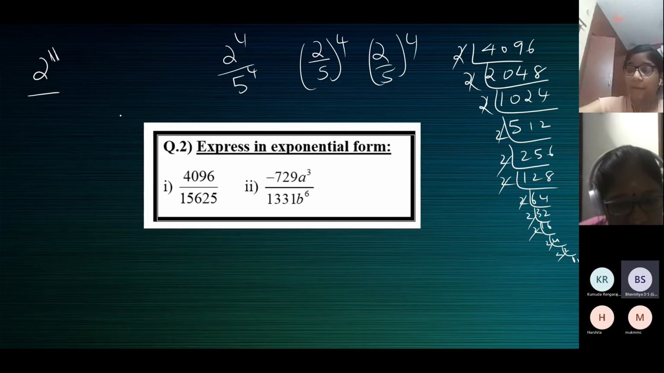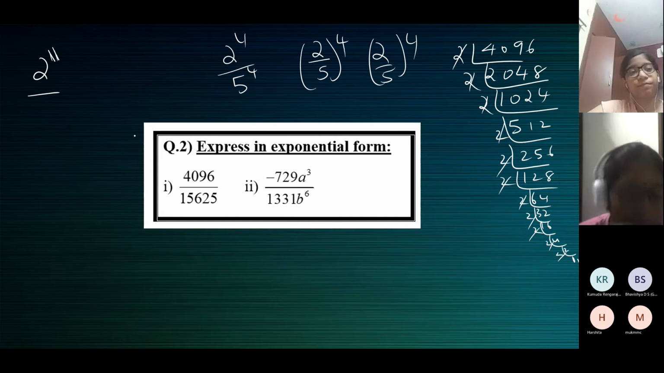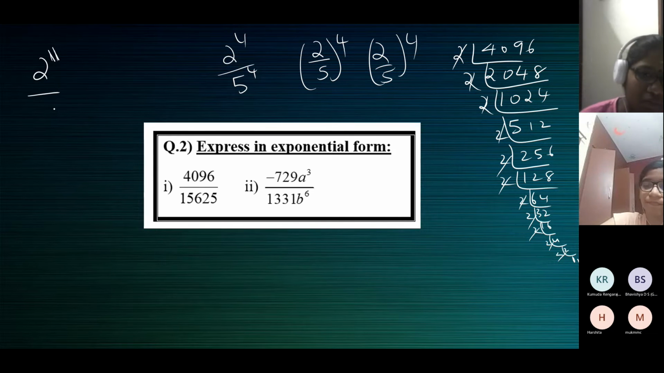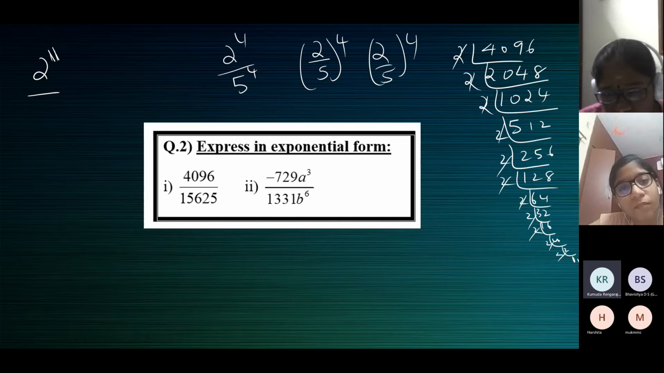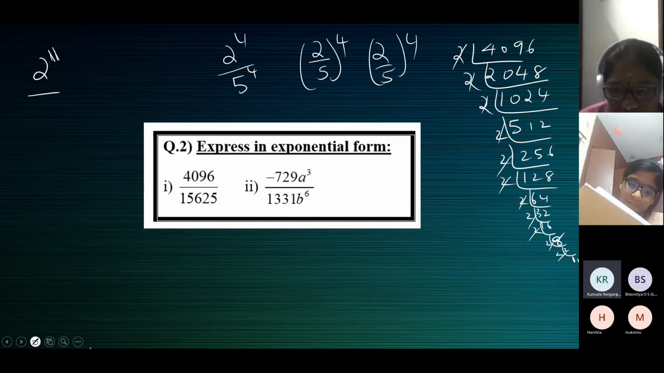Ma'am, I got 5 to the power 6, ma'am. Ma'am, me too, ma'am. 5 to the power 6. Ma'am, after that 16, you haven't put that 8, ma'am. 8 2s are 16, ma'am. Ah, yeah. Correct. There was no place, so correct. So it will be 2 to the power 12, right?